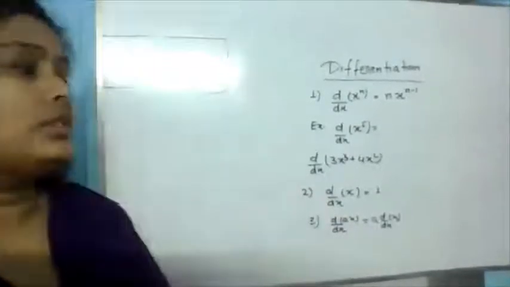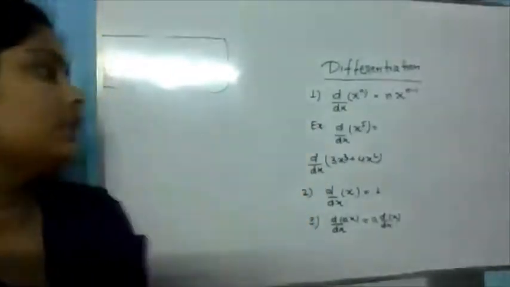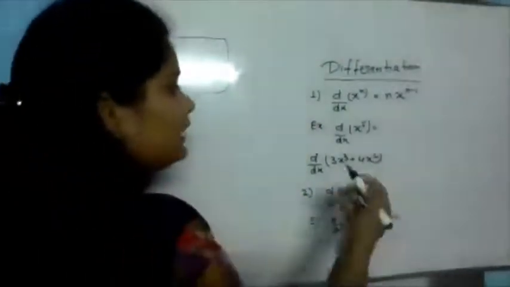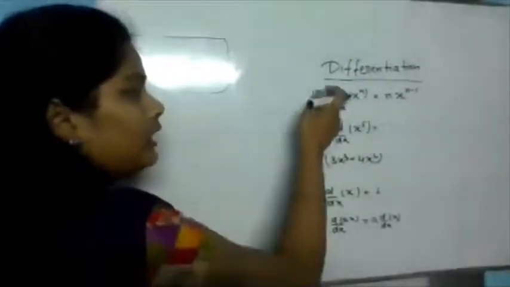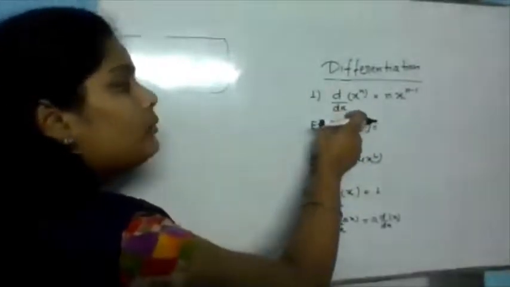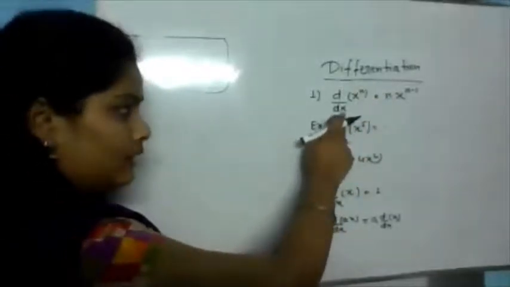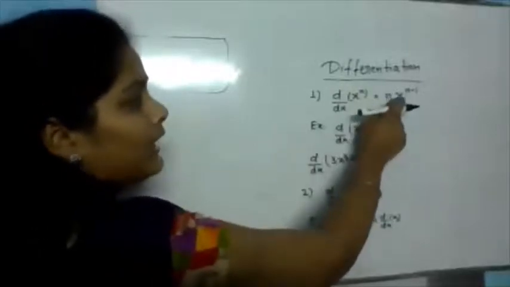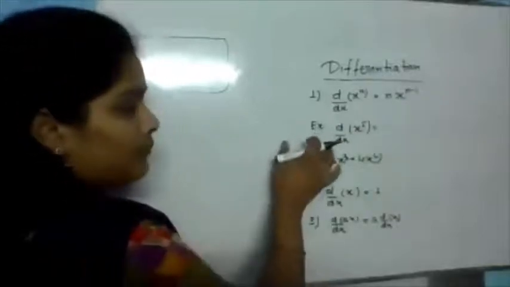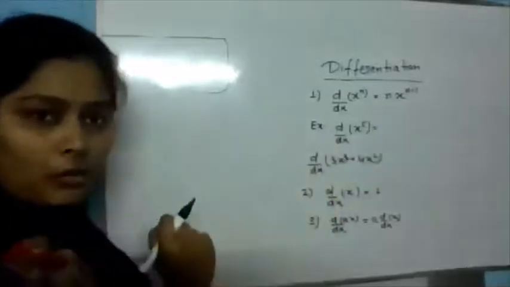Okay, good. Now see, we have to learn some formulas of differentiation. The general formula of differentiation: this is the operator of differentiation, d upon dx. It means we are differentiating this function with respect to x. If the power of x is n, then we write n x to the power n minus 1. For example, d upon dx of x to the power 5.